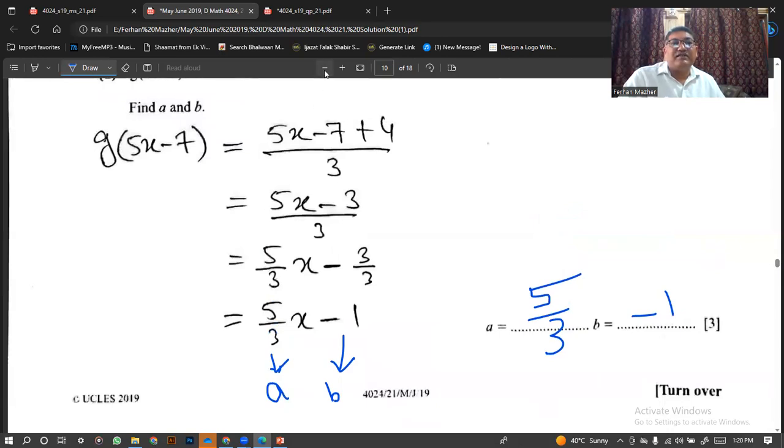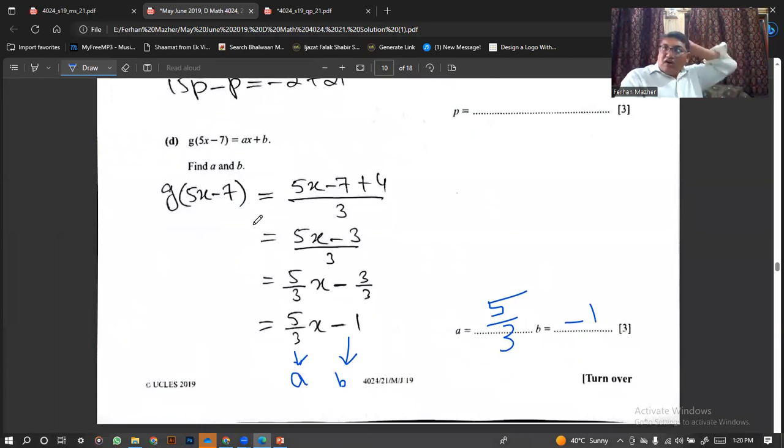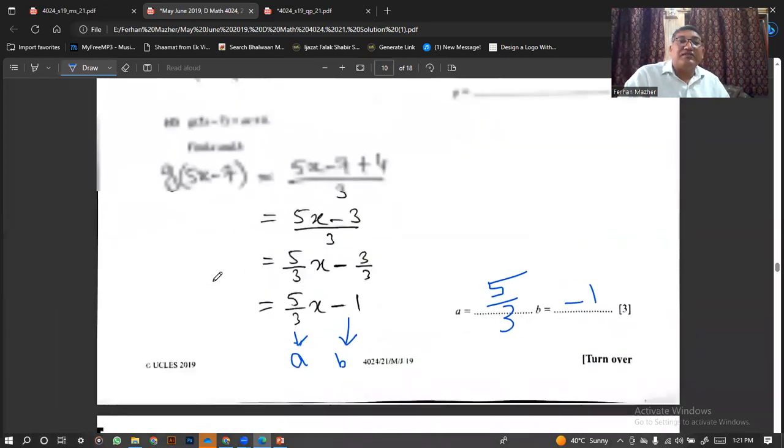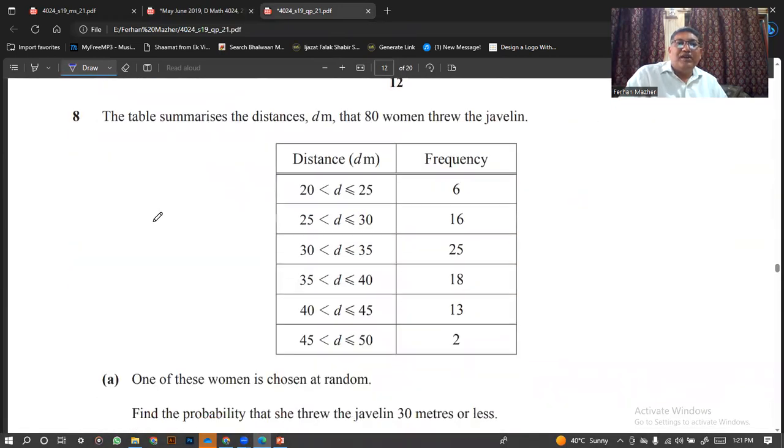So let me reduce the size. So now the question number 7 D part is showing up. You can pause the video, take your time.